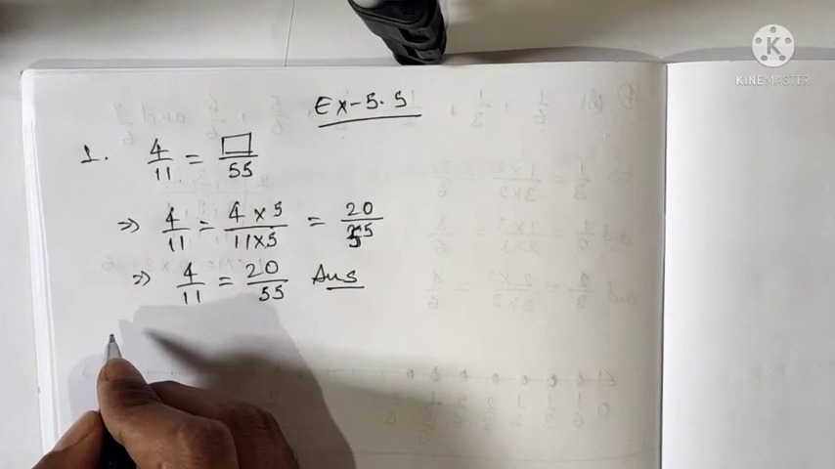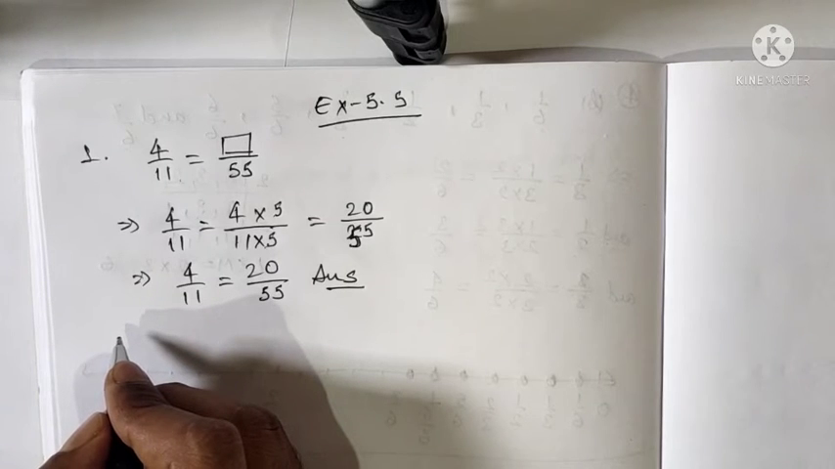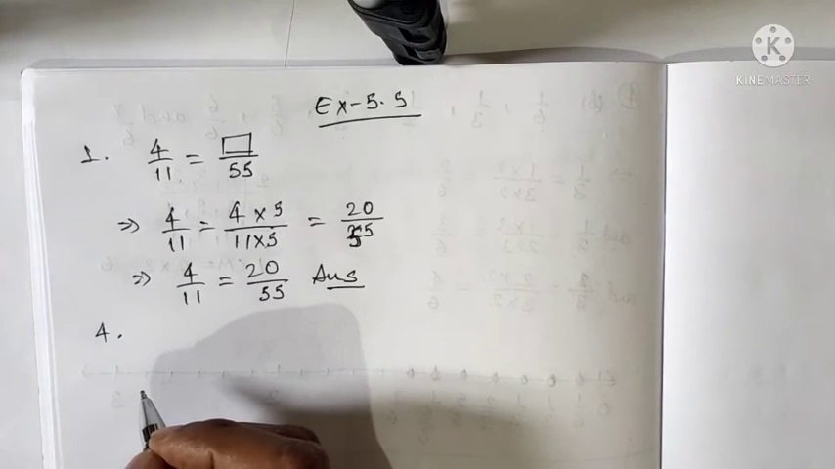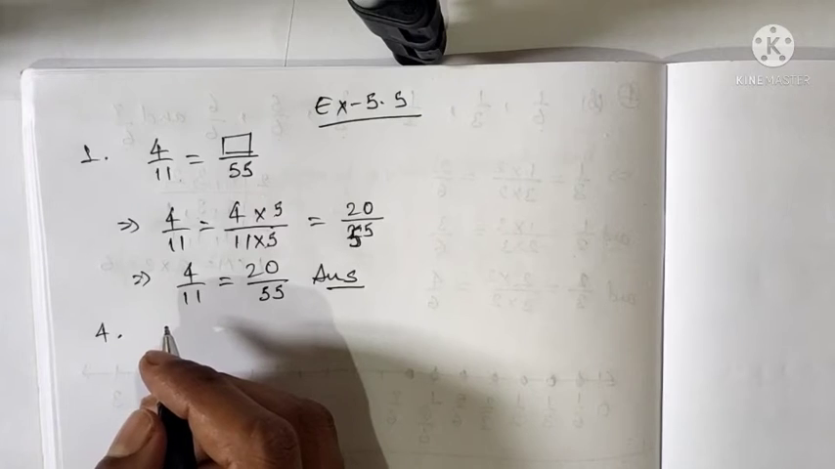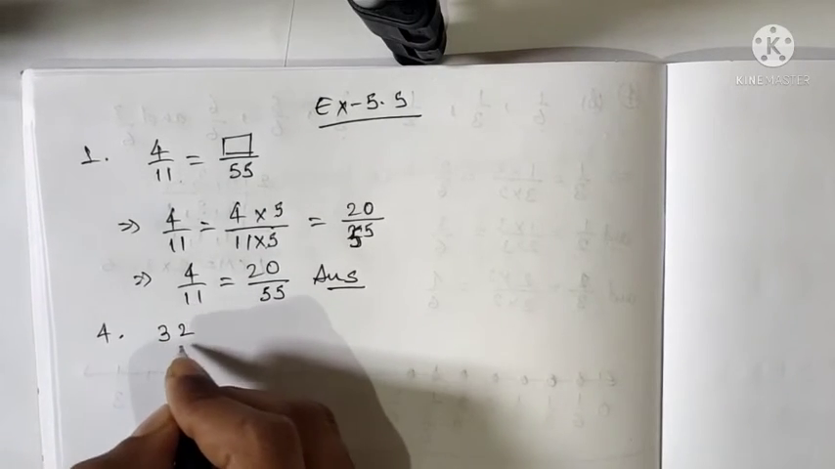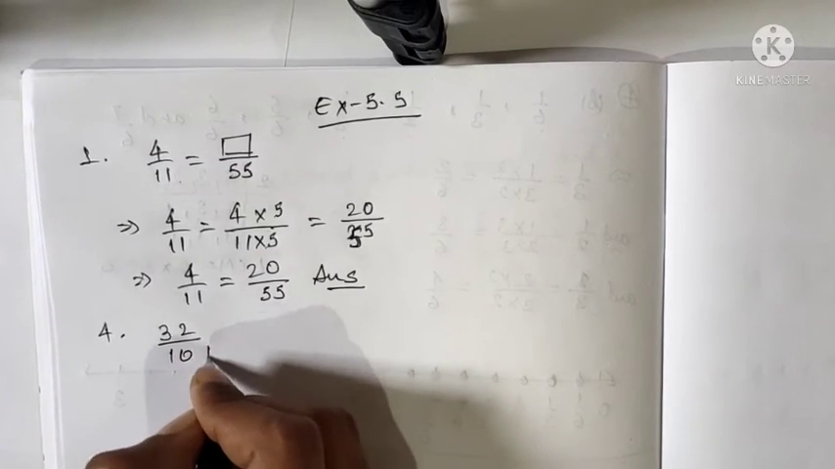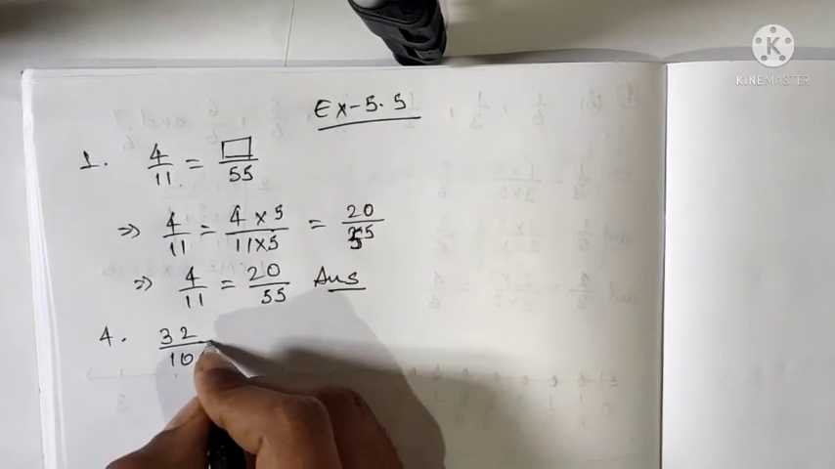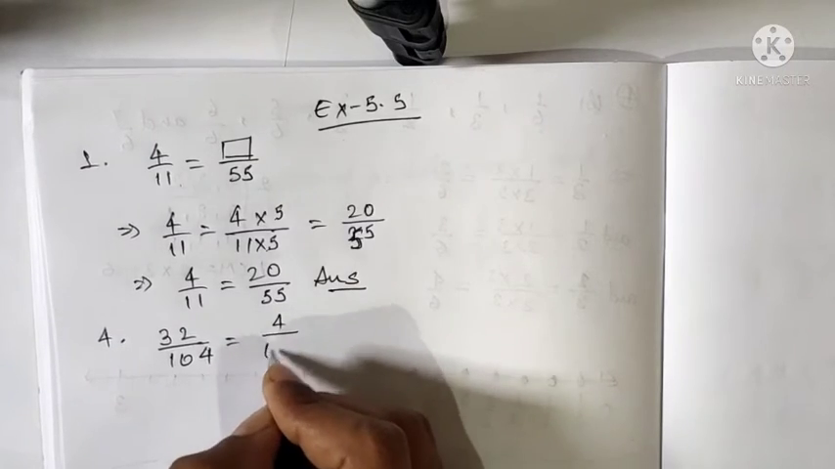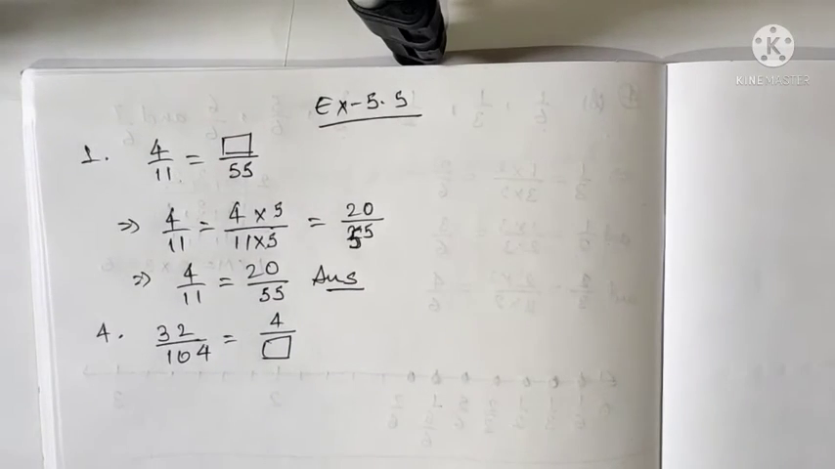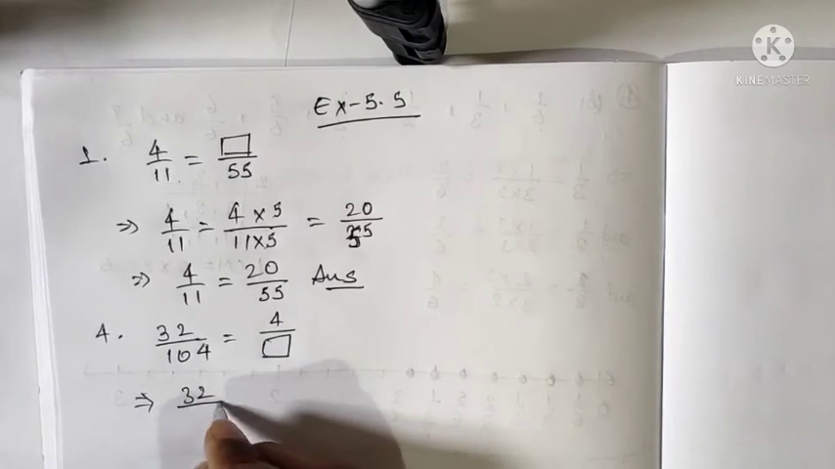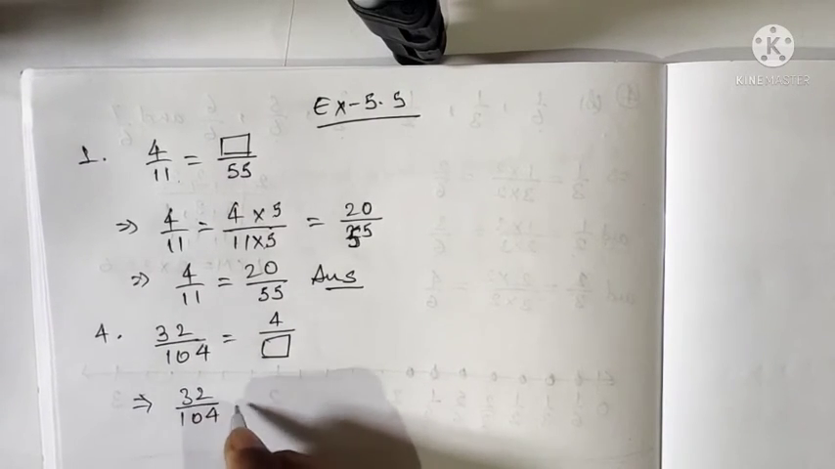Okay, now I think question number 2 and 3 will be solved by you easily. So I am going to solve question number 4. Question number 4 is find the equivalent fraction of 32 by 104 with denominator 4. So we are going to solve it. 32 by 104 is equal to box upon 4. Now as we know that 32 is divisible by 8, 4 times, so we are going to divide 32 and 104 both by 8.